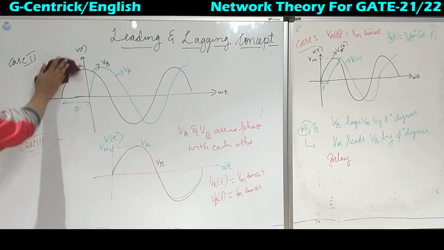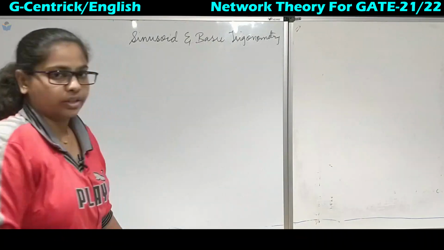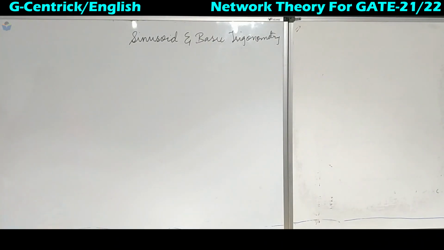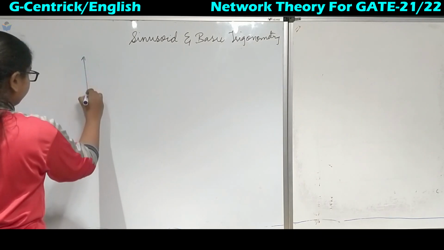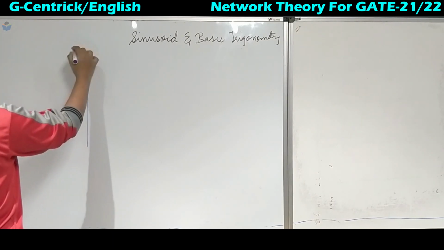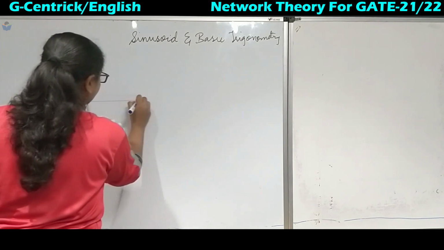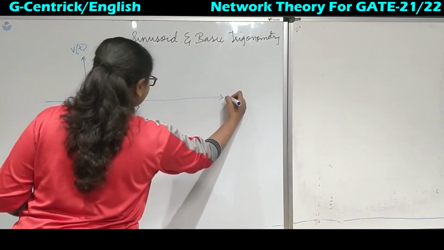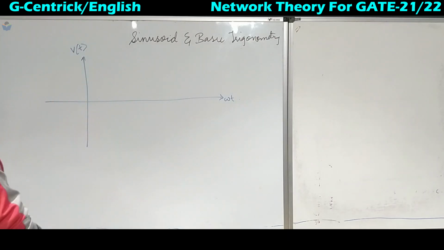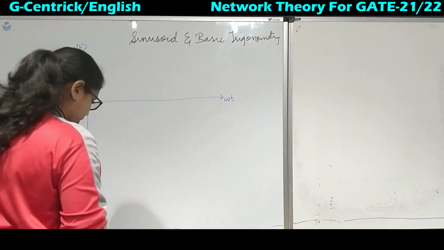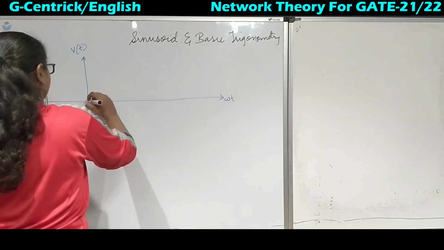Okay, so let me rub this one completely. Coming to this one, we will take a waveform. Let this be V of t, and here this is the omega t axis. Now we will take one signal.